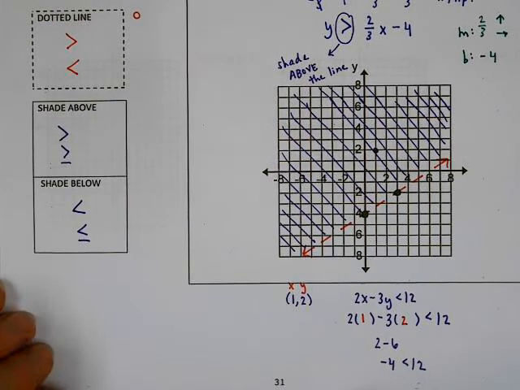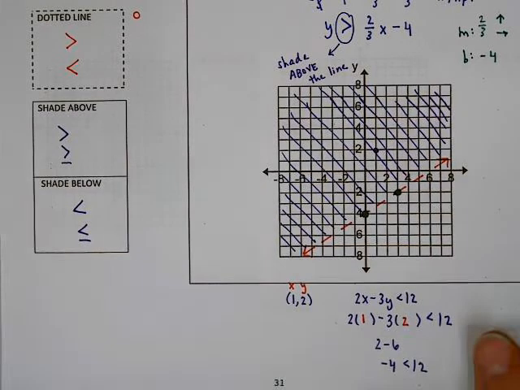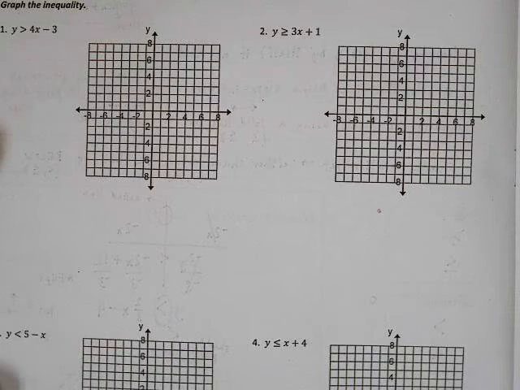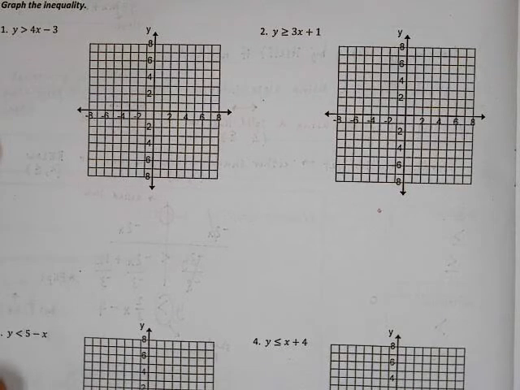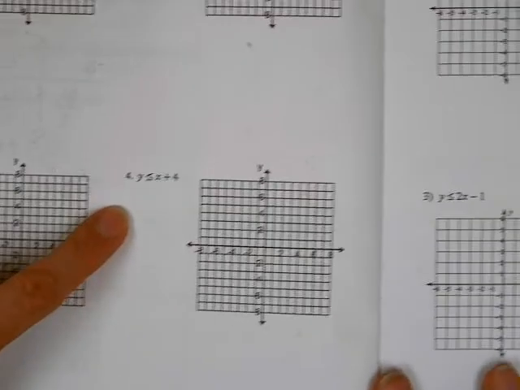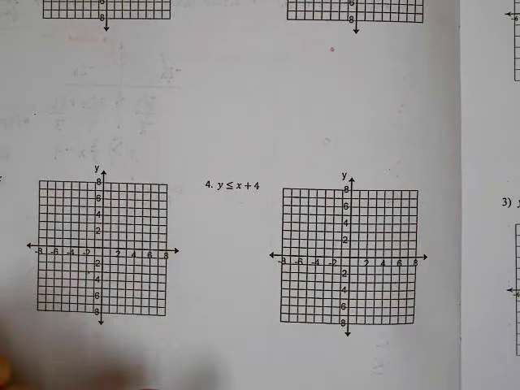Now I know this has been a long video. I'm going to do one more example and then we can do some more in class tomorrow. Now the nice thing here is that if you look at all these examples, y is already isolated. So we don't have to do that work. So let's look at number 4. And then we'll do some more in class to start tomorrow.